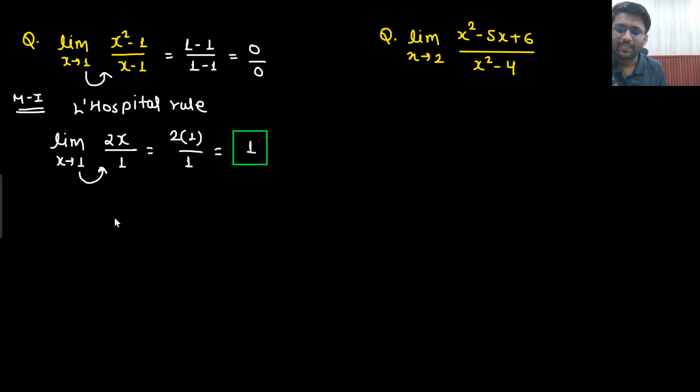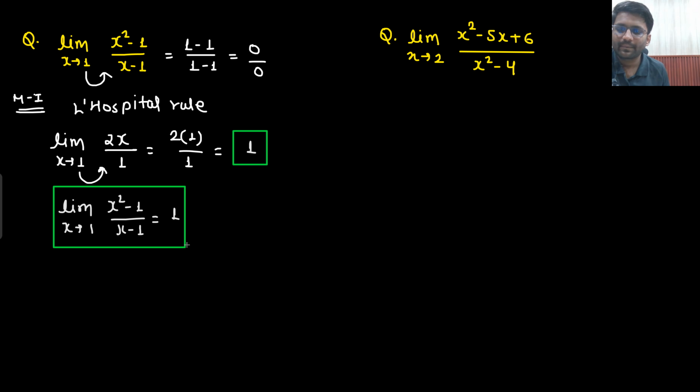What does that mean? That means, sir, limit x tending to 1, x square minus 1 divided by x minus 1 is coming out to be 1 only. This is the method 1. This is absolutely correct. What could be the method 2? What someone else would have done?